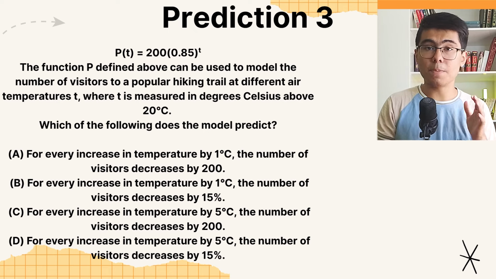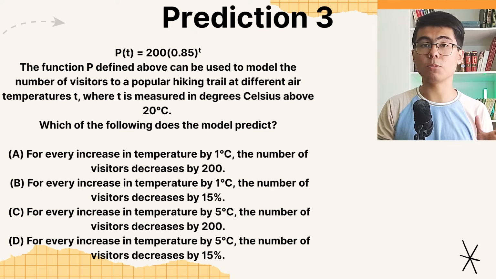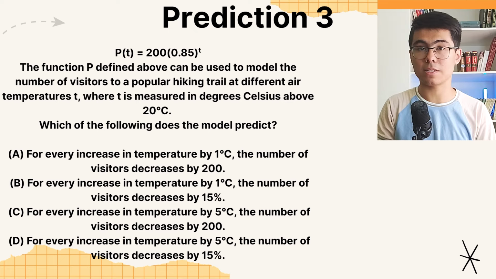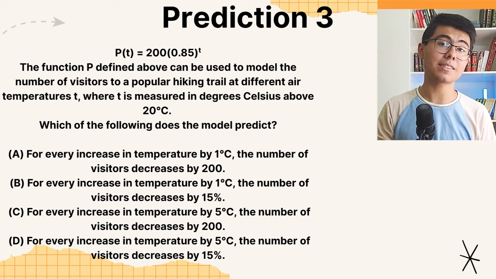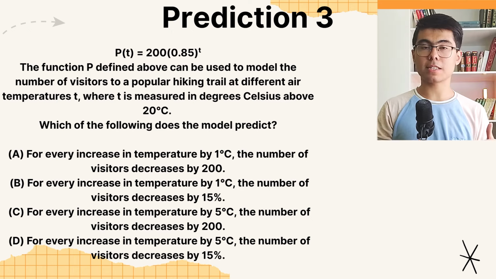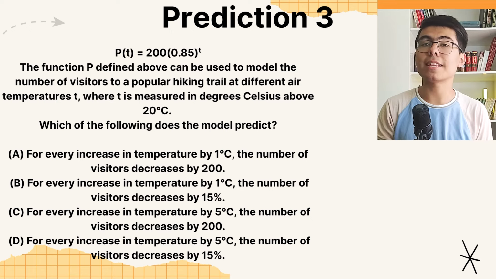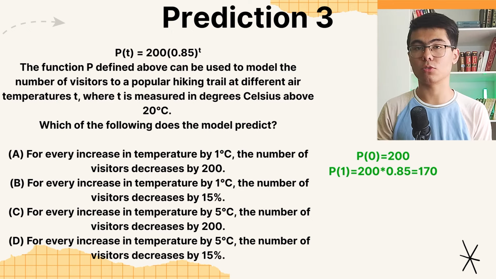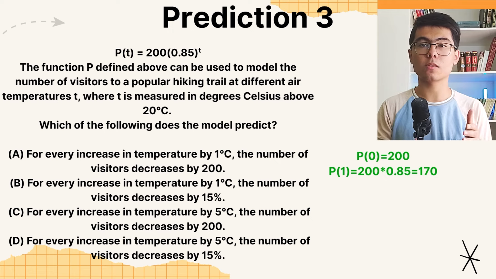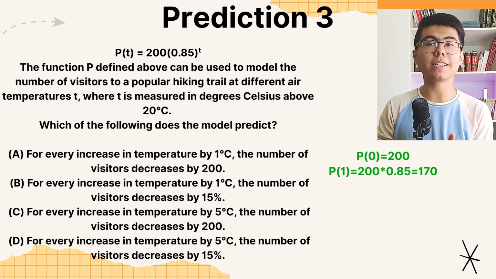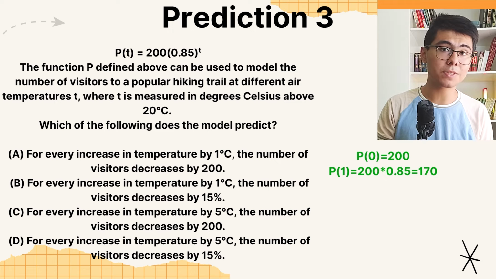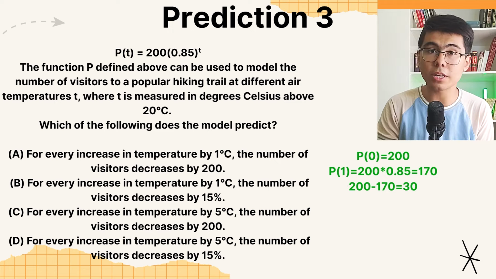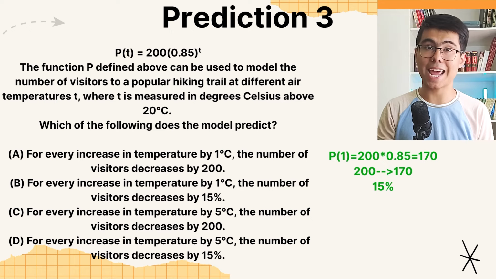These answers are basically describing how the number changes as T increases. For every increase in temperatures by 1 Celsius, the number of visitors decreases by 200. So let's check that. P of 0 equals 200. P of 1 equals 200 multiplied by 0.85 equals 170. So it didn't decrease by 200, it only decreased by 30. And that already eliminates A.